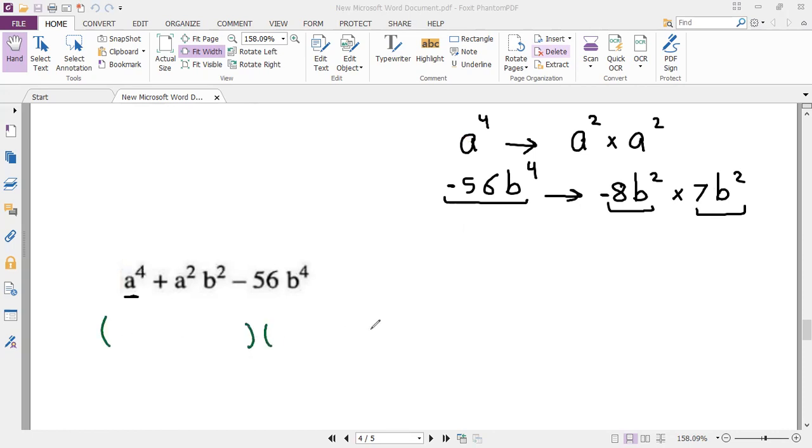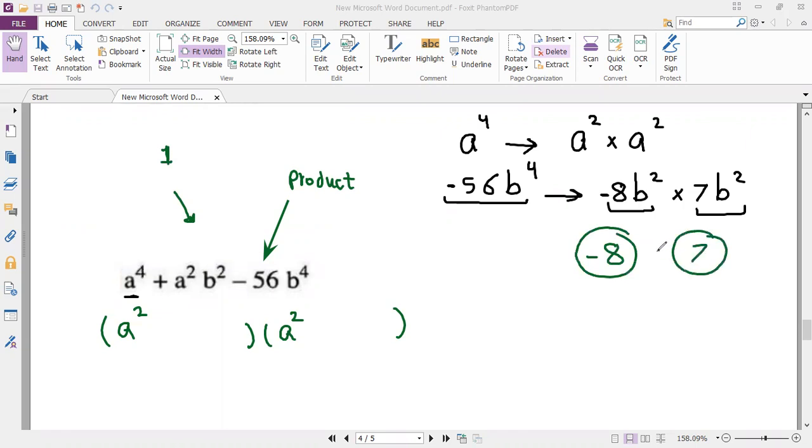Okay, so how can we factorize it? We can write a to the power of 4 as a to the power of 2 multiplied by a to the power of 2. What about negative 56? I want to get two numbers, their product negative 56, and their sum is 1, because the coefficient here is 1. So the two numbers are negative 8 and 7. If you multiply negative 8 by 7, you get negative 56. And if you add negative 8 to 7, negative 8 plus 7 equals negative 1.